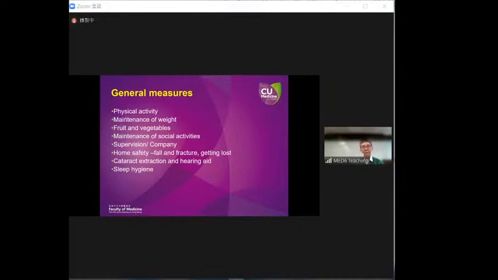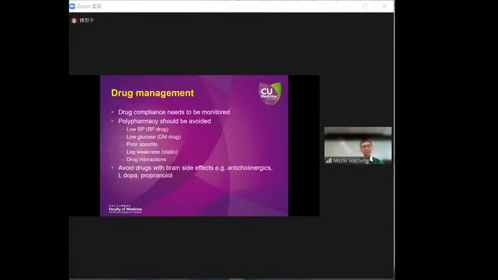Nutrition is important. Make sure they eat enough, especially fruit and vegetables. Maintain the social activities to keep the mind active. Supervision and company to keep them safe and happy. Think about fracture risk, treat osteoporosis, and make sure they don't get lost. If they have visual impairment, extract the cataracts, apply hearing aids, and give them a good sleeping environment so that they sleep easier because they have problems of insomnia.